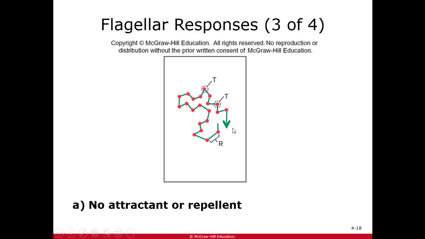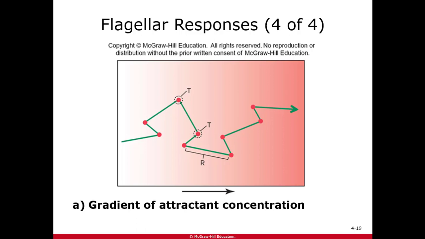Now, this is normally how they're moving around if they're not really attracted to anything or repelled by anything. If there is something they want, whether it's a food source or a chemical, by doing runs and tumbles, they eventually make it to where they need to go. It's just coordinating all of those flagella to work.